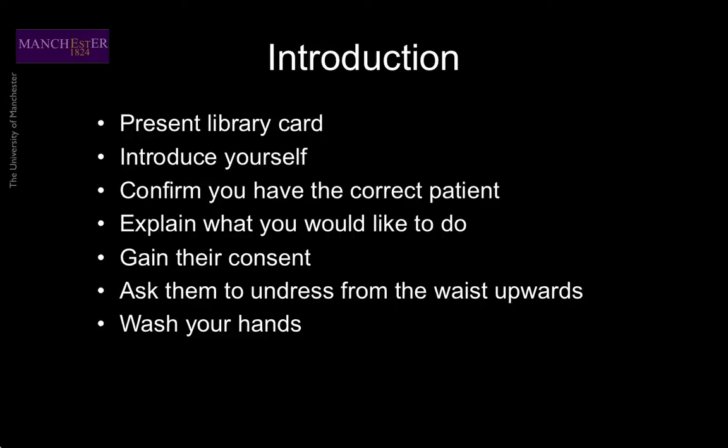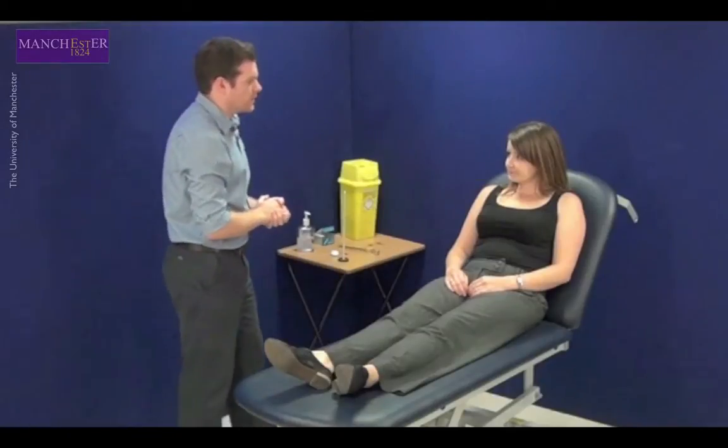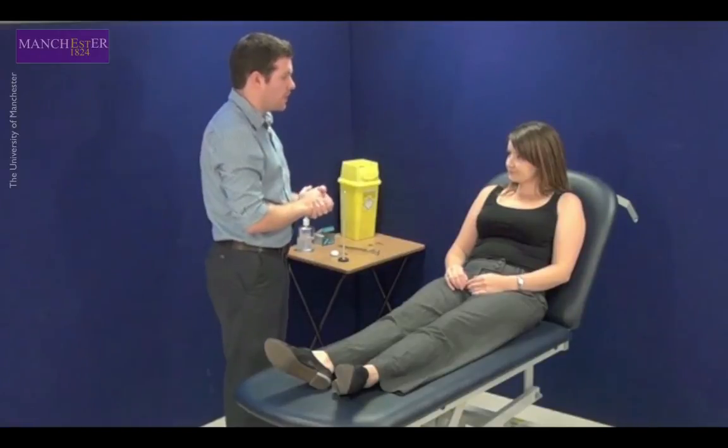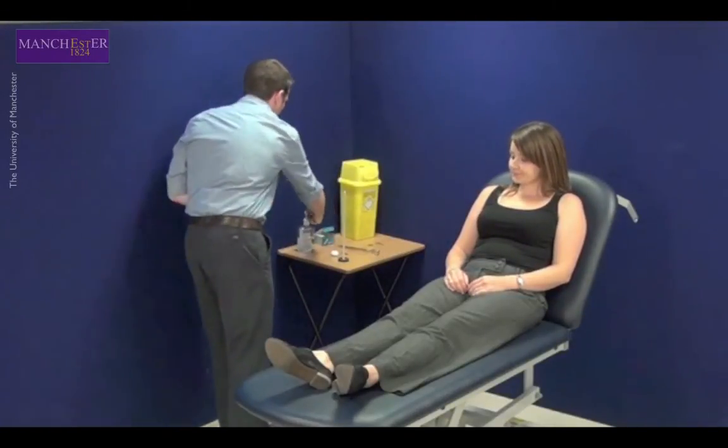Start by introducing yourself to your patient with your full name and title. Confirm that you've got the correct patient by checking their name and date of birth and how they'd like to be addressed. Explain that you'd like to do an examination of their upper limbs and what that will involve, and then gain their consent. The patient should be adequately exposed from the waist upwards, and make sure you wash your hands prior to starting the examination.